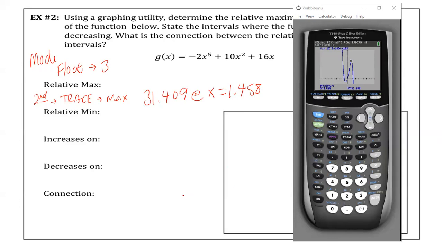Okay. Now we're gonna do the same thing, but this time we're looking for the minimum. So we're gonna go second trace. Then you need to move it. Just move your cursor till you get to it. So pay attention to the number as it's moving.